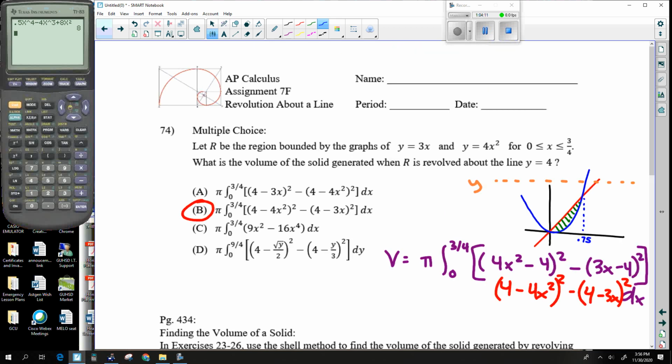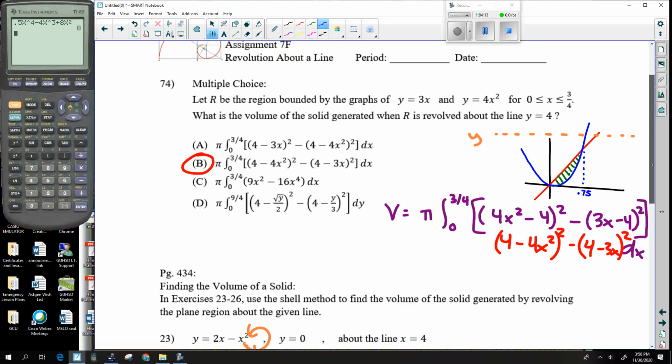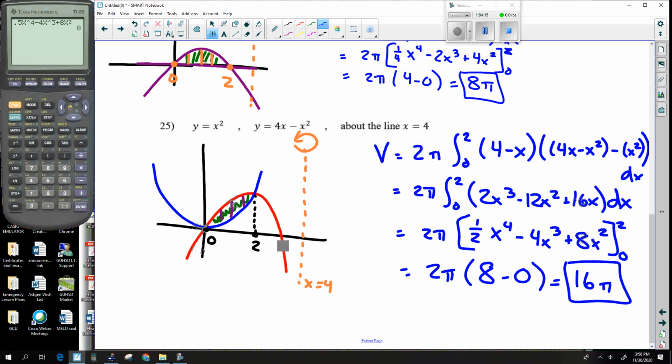Finally done. Hooray. All right. So hopefully you now know how to manipulate axes of rotation.